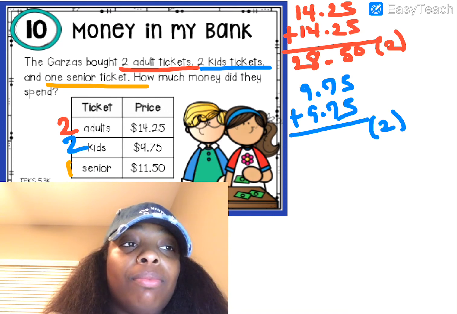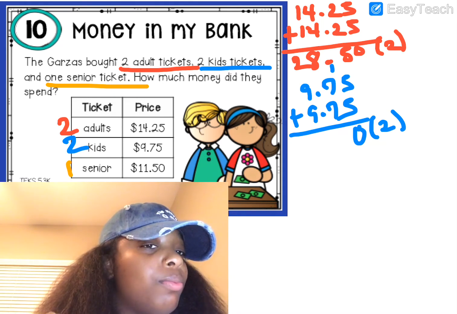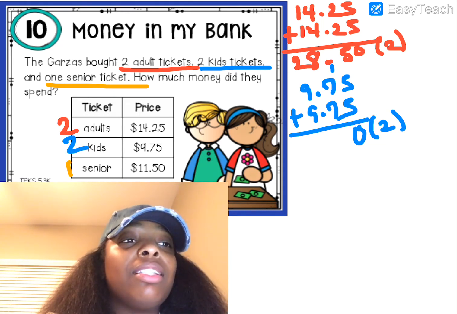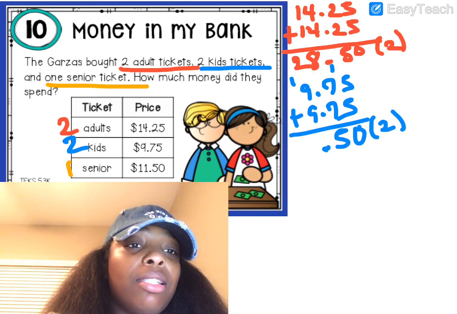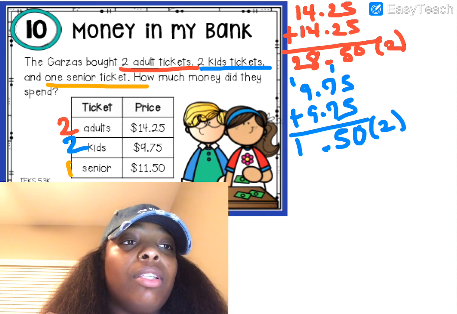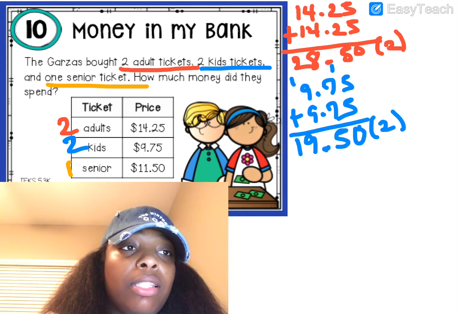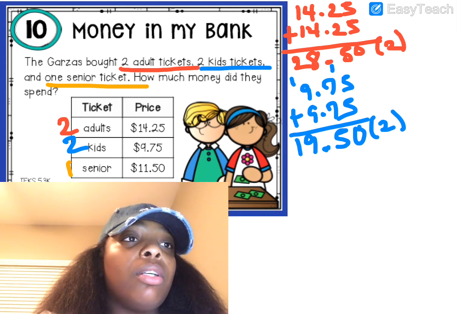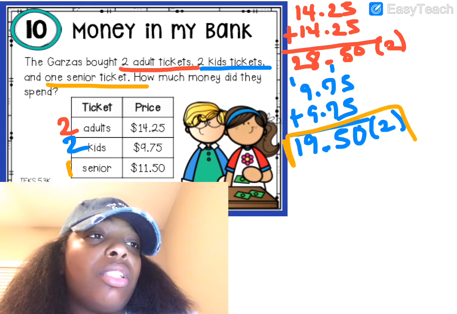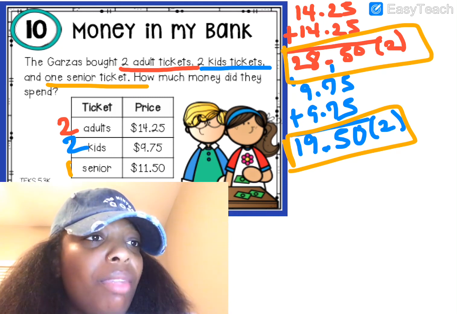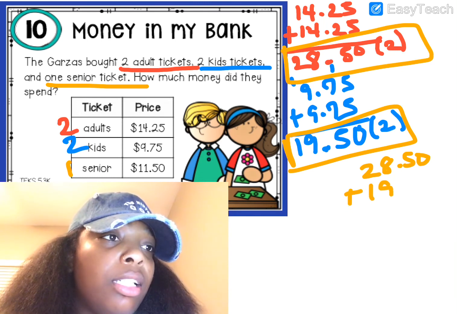5 plus 5, 10, carry the 1. 7 plus 7 is 14, plus 1 gives us 15. So let's carry that 1. Our doubles again, 9 plus 9 is 18, and 1 gives you 19. So 2 kid tickets is $19.50. The 2 adult tickets is $28.50. And since it's just easier to stack 2 numbers at a time first, let's do that. We have $28.50 plus $19.50.